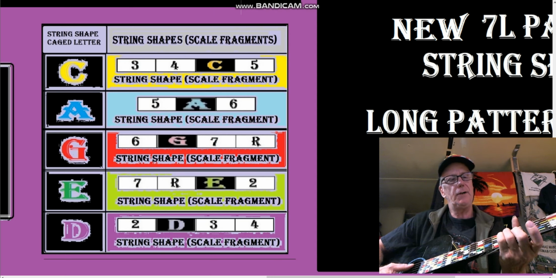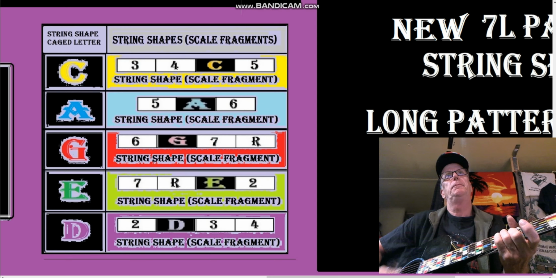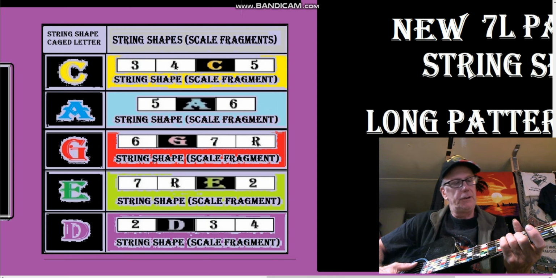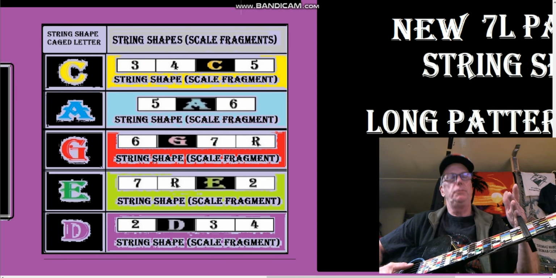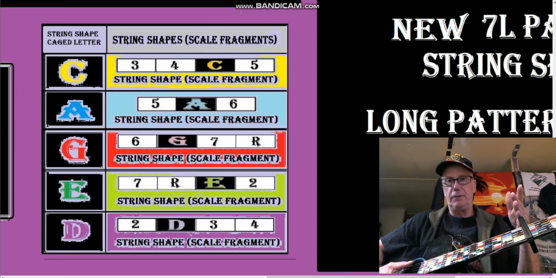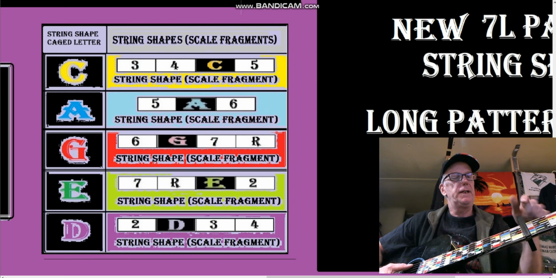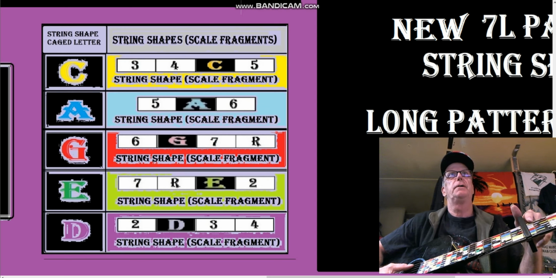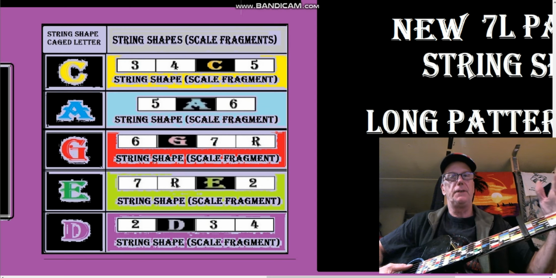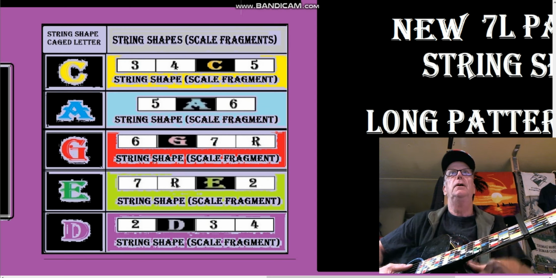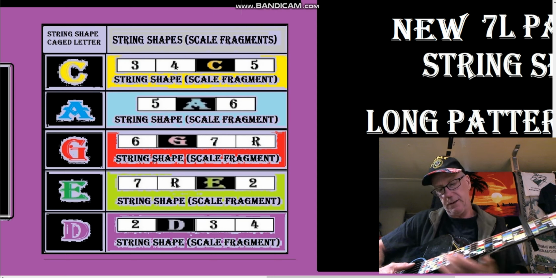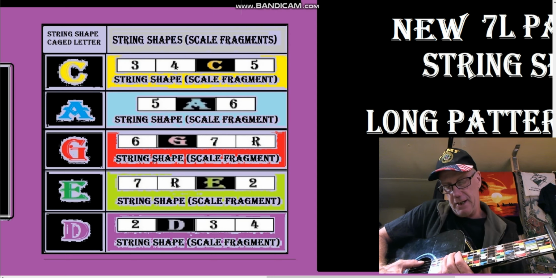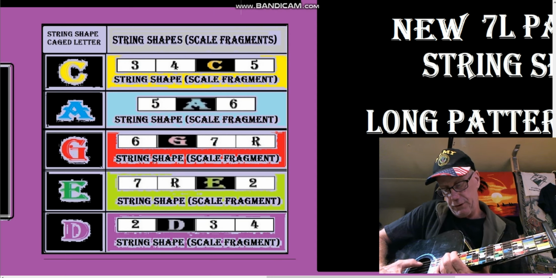With the E now, it gets a little weird, because the E becomes the root. The E string is the root string, right? E becomes the root now. We can't get to the seventh there because it's lower than the guitar's register. So the E string shape up here, we can look at it an octave up, is 7 root 2.